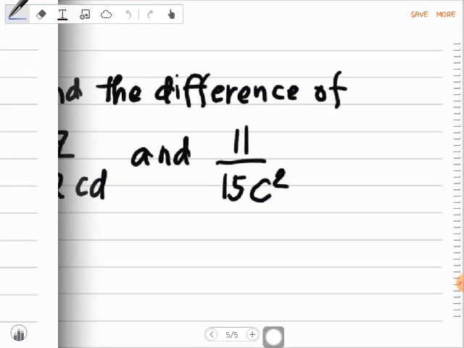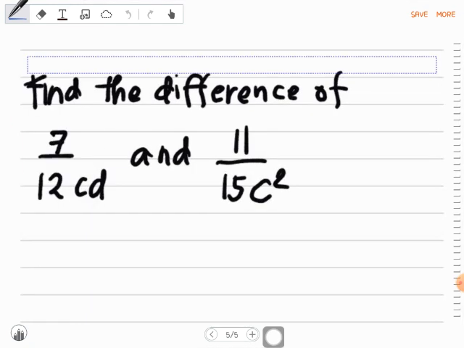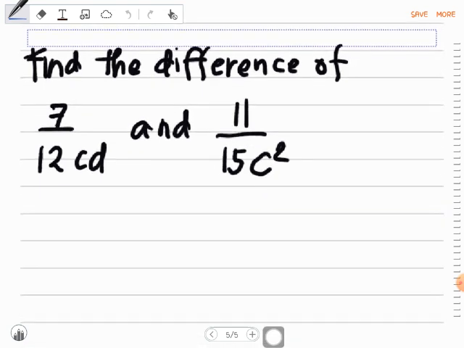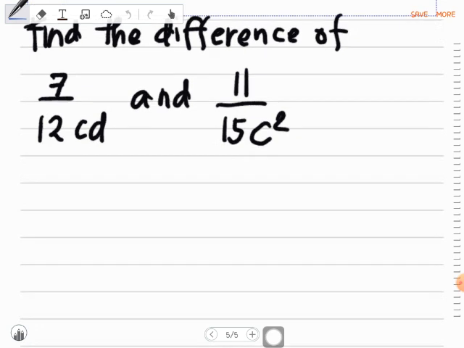Another example. We have 7 over 12CD and 11 over 15C squared. So, for this particular example, let's have the LCD first. 12CD and 15C squared. Okay. Ano ang LCD ng 12 at 15? Tama. 60. Diba? 60 ang kanilang LCD.